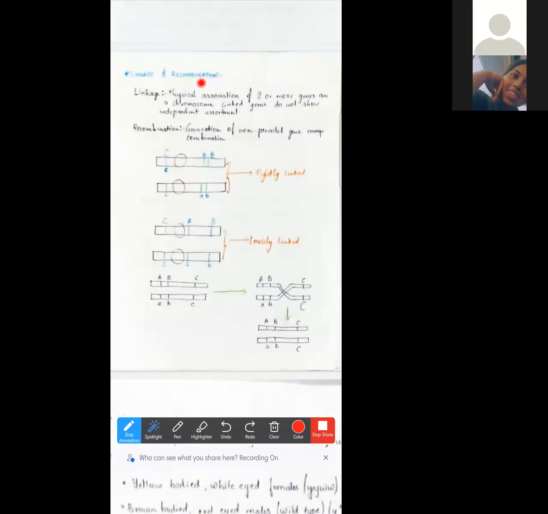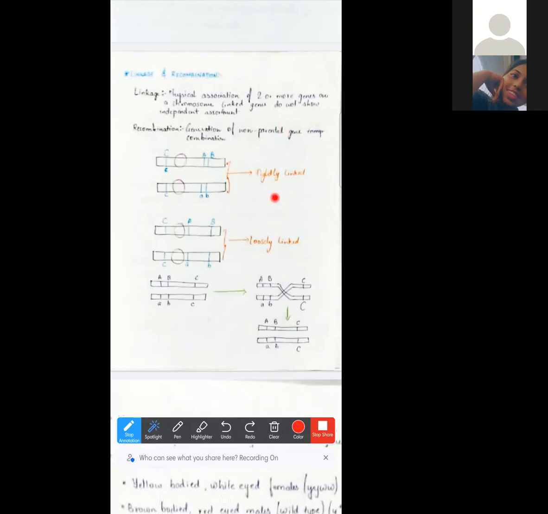Linkage and recombination. What is linkage? Linkage is physical association of two or more genes on a chromosome. Linked genes do not show independent assortment. What is recombination? Recombination is generation of non-parental gene combinations. Recombination occurs at the pachytene stage of prophase 1 of meiosis 1.